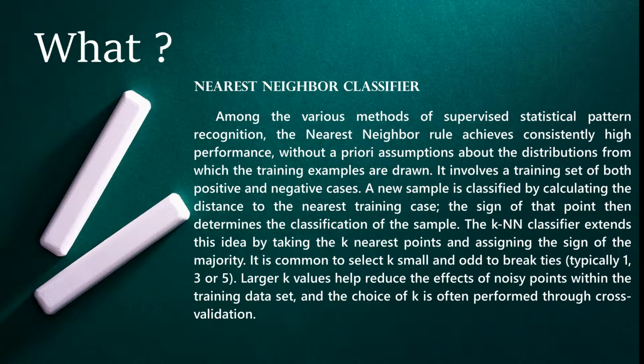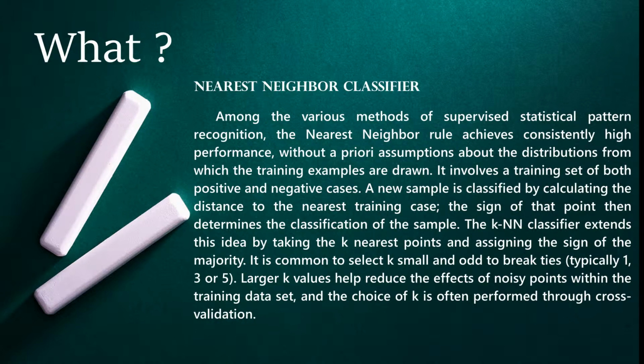What is Nearest Neighbor Classifier? Among the various methods of supervised statistical pattern recognition, the nearest neighbor rule achieves consistently high performance without a priori assumption about the distribution from which the training examples are drawn. It involves a training set of both positive and negative cases. A new sample is classified by calculating the distance to the nearest training case. The sign of that point then determines the classification of the sample.